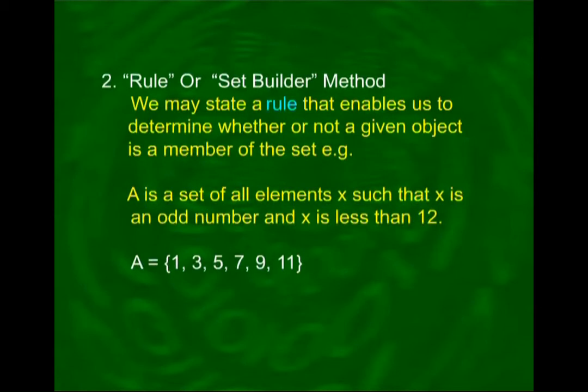The other method is called the set builder method or the rule method. In this method, we state a rule that enables us to determine whether or not a given object is a member of our set. For example, if we write that A is the set of all x values such that x is an odd number and x is less than 12, this means that we are talking about the set 1, 3, 5, 7, 9 and 11.